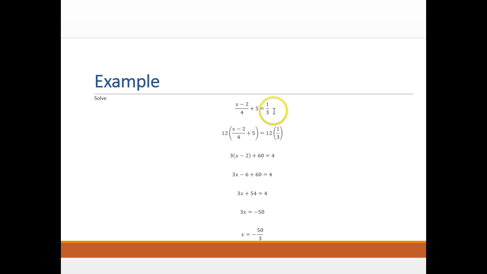So notice I went from a very ugly equation up here to an equation with no fractions. I still want to distribute and combine like terms. This gives me 3x minus 6 plus 60 is 4. So I combine like terms still. I get 3x plus 54 equals 4. 3x is negative 50, and x is negative 50 over 3.